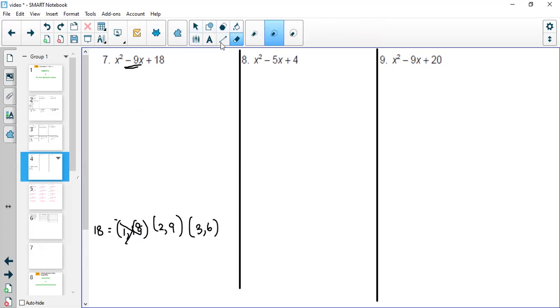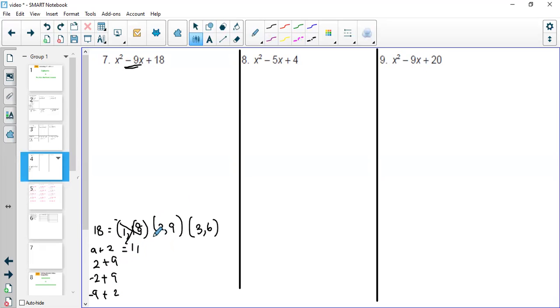How about 2 and 9? If I would arrange 2 and 9, what are the possibilities of arranging this? It could be 2 plus 9 or 9 plus 2, or it can be minus 2 plus 9 or minus 9 plus 2. These are the only 4 ways we could arrange these two factors. So is this going to give me a negative 9? No. Is this going to give me a negative 9? No. Is this going to give me a negative 9? No, because minus 2 plus 9 is going to give you a positive 7. How about minus 9 plus 2? That's going to give you a negative 7. So not this as well. So we rule that out too.